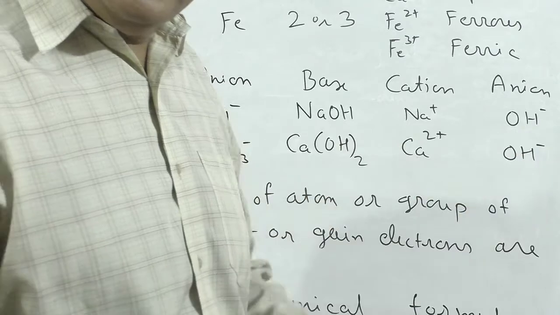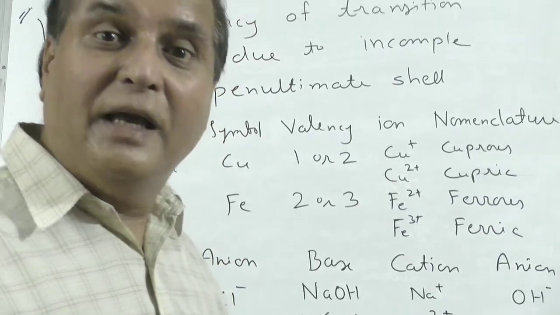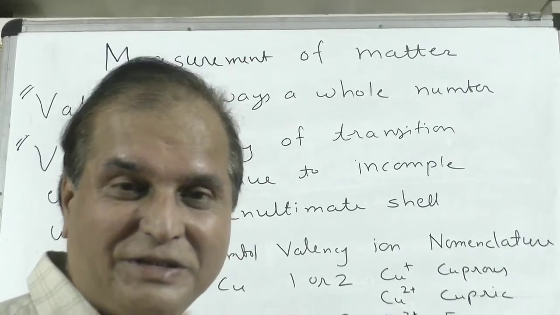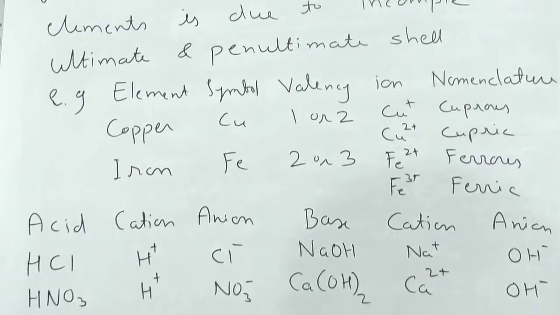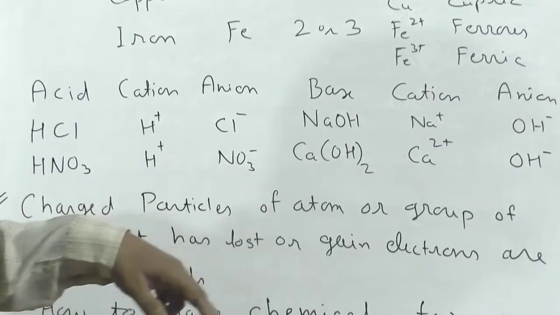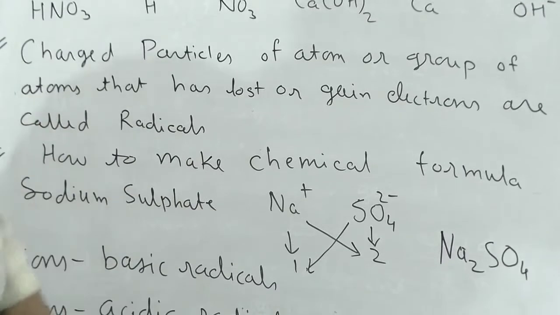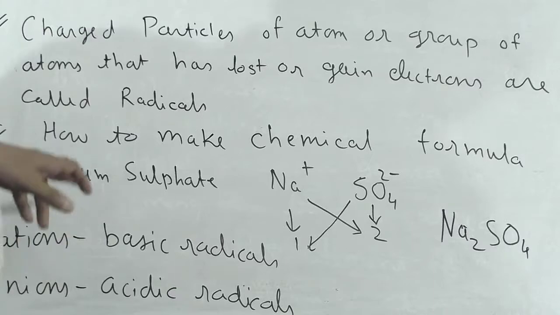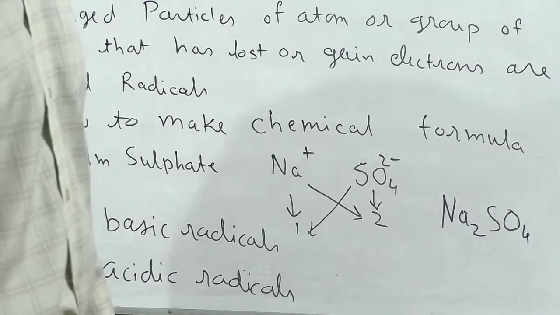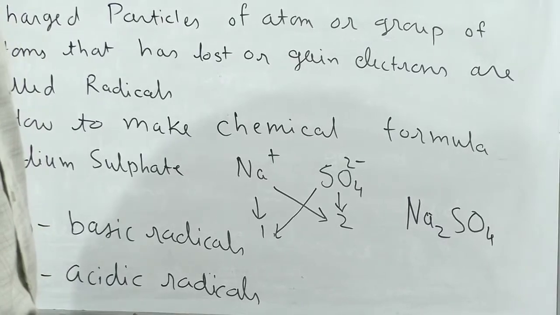By mixing cation and anion, with adjustment of valency, we can make the chemical formula of a compound. Understanding? See, this charged particle of an atom or group of atoms that has lost or gained electrons is called a radical. Okay, radicals. So how to make a chemical formula? One example I am giving you. Later on we will practice with exercises.